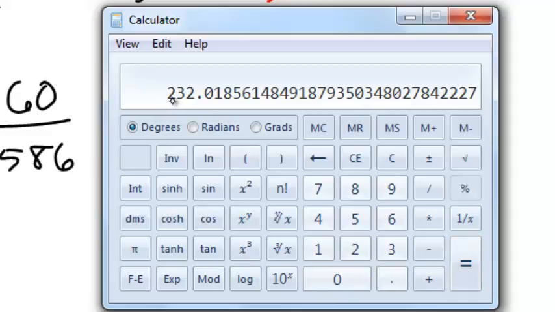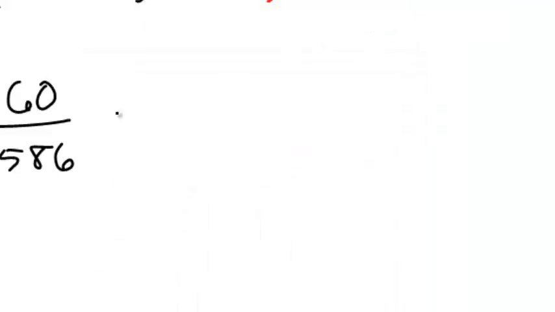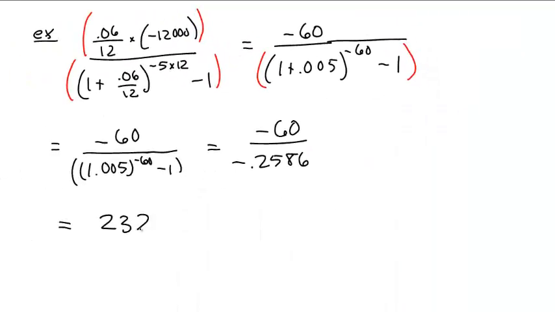4 significant digits would be 232.0, and then the 1 doesn't round, so 232.0. Or we could just write 232.